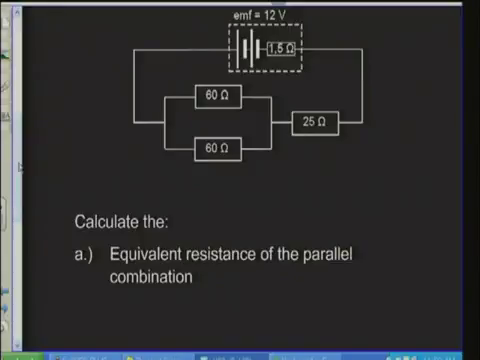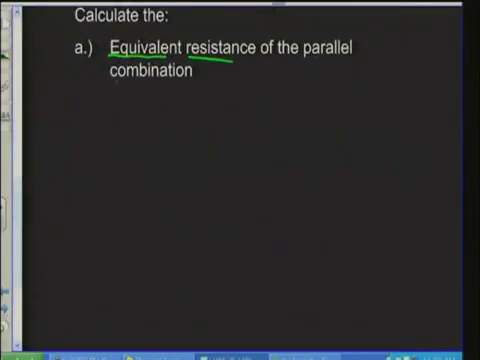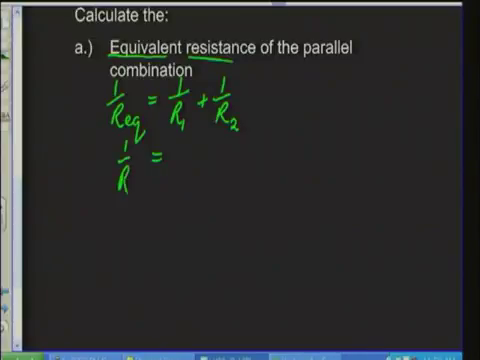Let's look at it. The first one was saying calculate the equivalent resistance of the parallel connection, which is this part here. How do we do that? Remember the formula, 1 over Req, equivalent, would be equal to 1 over resistor 1 plus 1 over resistor 2. Now, 1 over Req, I prefer to always write it down so that it reminds you to invert at the end. This will be 1 over 60 plus 1 over 60.